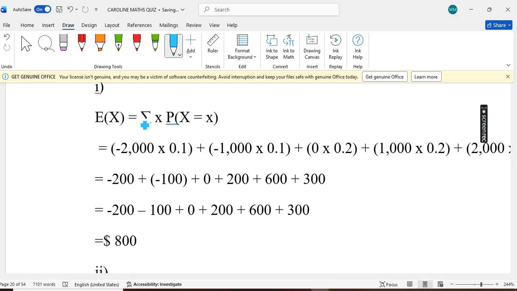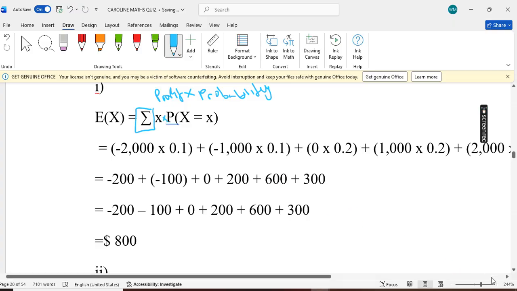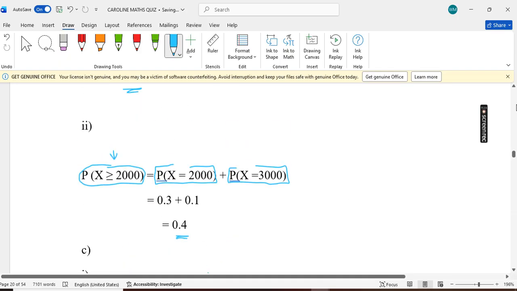What this formula is saying is you are going to add up the product of the profit times the probability. That's what this formula is saying. You are adding up the products of the profits multiplied by their probabilities, x multiplied by p(x). Let me just bring the table so that we see what is going on here.